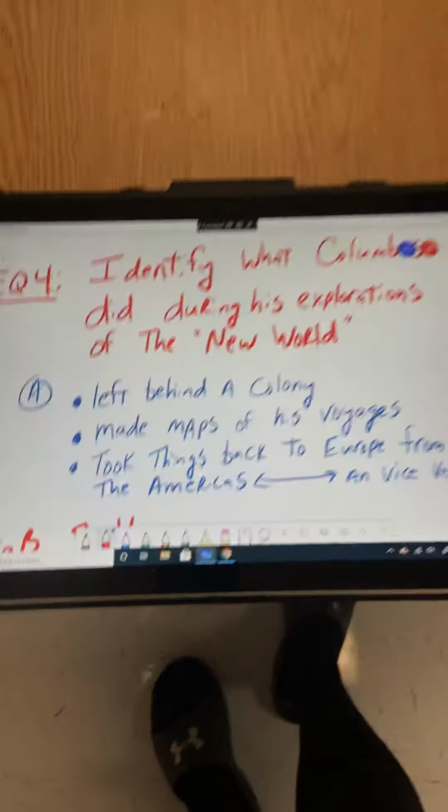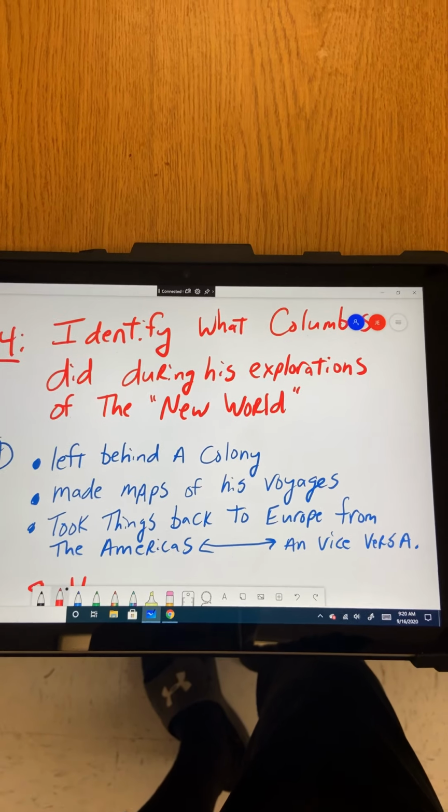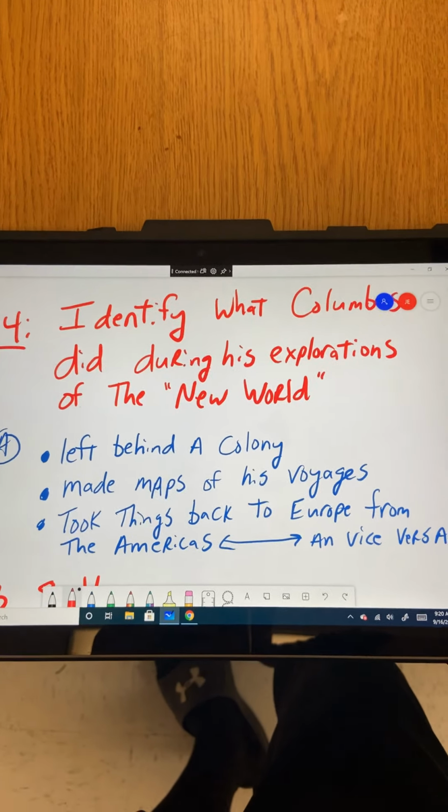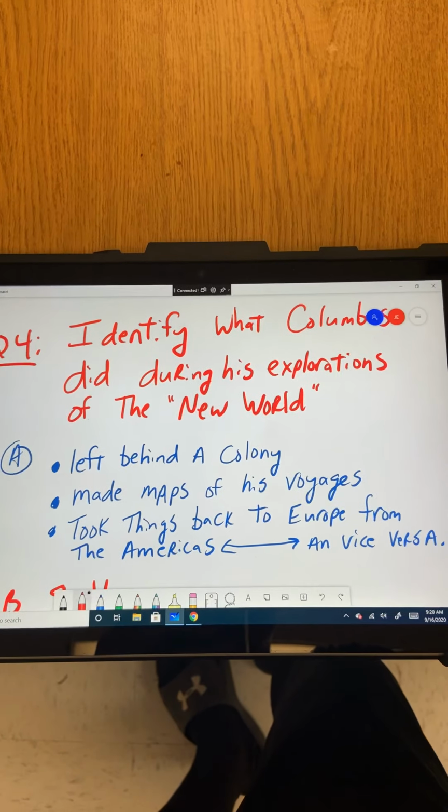Now, we're going to look at the last essential question today. Identify what Columbus did during his explorations of the New World. You can pause me and write down these answers, and we'll discuss them for a minute.